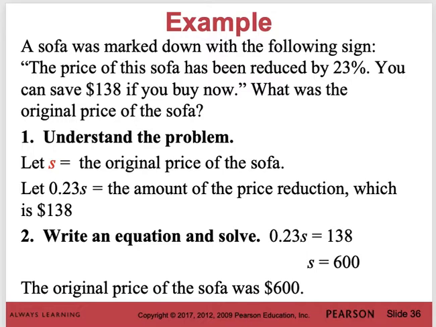So we can let S represent the original price. Let 0.23S equal the amount of the price reduction, because as a decimal, 23% is 23 out of 100. 23 hundredths would be the way you would write that as a decimal. Then you can write your equation and solve.